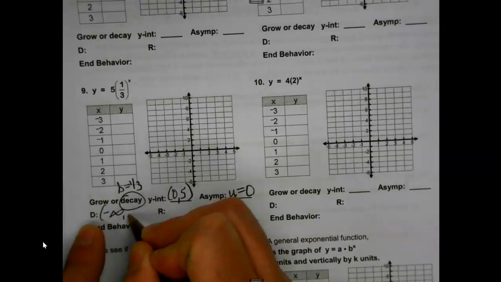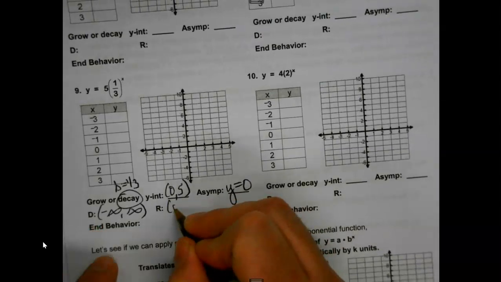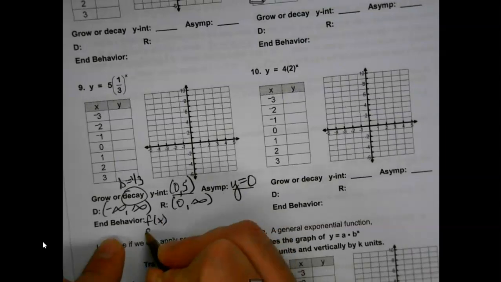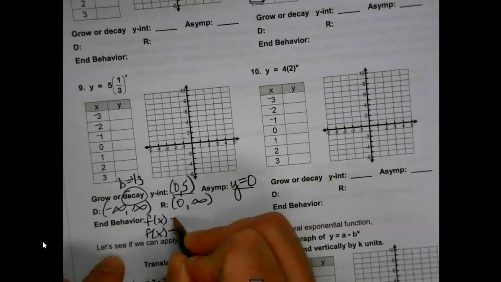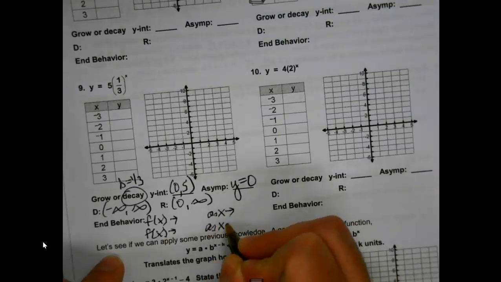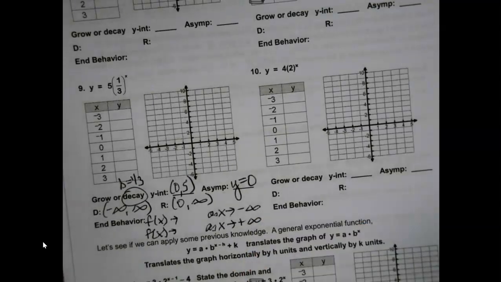Negative infinity to infinity. What's my range? 0 to infinity. You're like, Hardy, we're doing everything with this and we haven't even graphed the silly thing yet. Telling you, patterns can be powerful things if you just take the time to get situated with them.